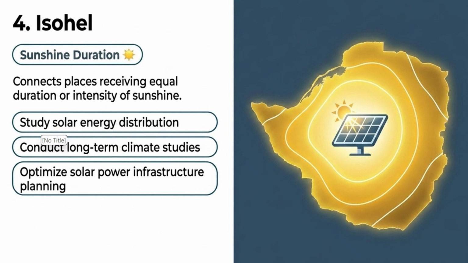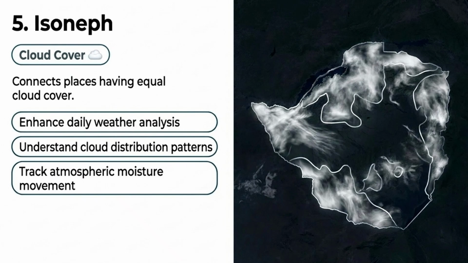Now let's move on to the next type of isoline, that is Isoneph. An isoneph is a line that connects places having the same amount of cloud cover at a particular time or over a specific period. Here, cloud cover means the portion of the sky that is covered by cloud.